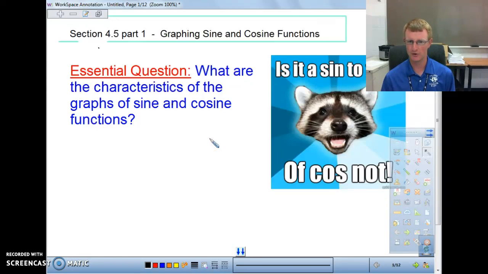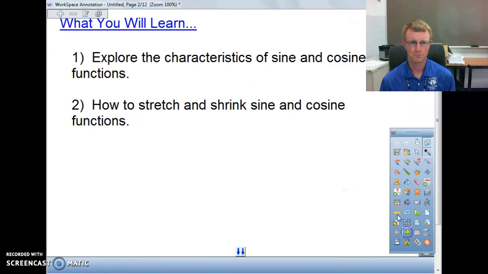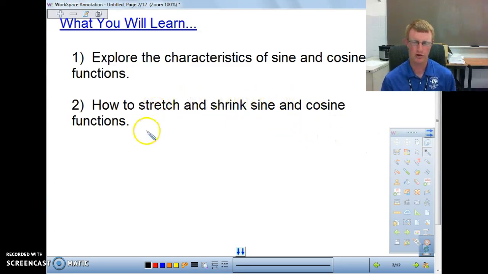When you forget the characteristics or don't understand them, that's what makes graphing these functions quite a bit harder. So today, we're going to explore the characteristics of sine and cosine functions. And we're also going to talk about how to stretch and shrink the sine and cosine functions. Hopefully that is a little bit familiar with things we've done in the past with graphing certain types of functions.